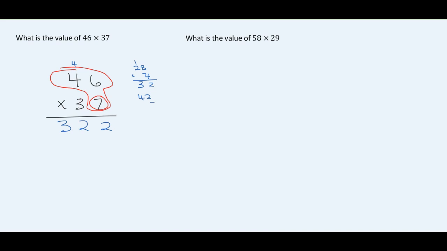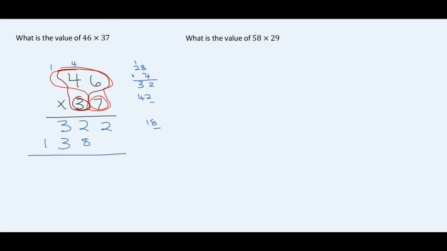Next step, we deal with the 3. We multiply 46 by 3. And we're going to start in the tens place. 6 times 3, we have 18. So we're going to write 8, and then we bring 1 up here. 4 times 3 is 12. We add 1 to that, that's 13.